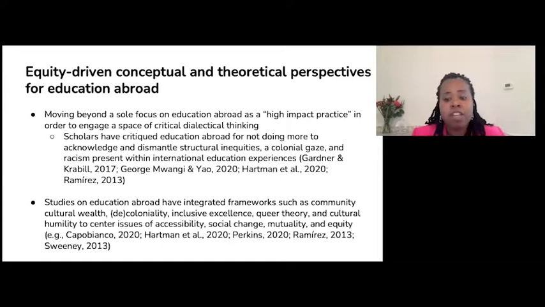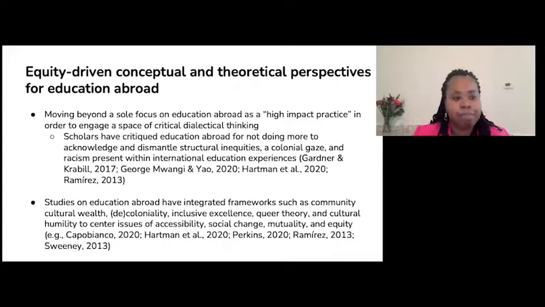Yet these programs have also been critiqued as cultural tourism, as Christina mentioned, that can be damaging to the host country and to students' perspectives of nations around the world. Equity-driven frameworks can help in navigating some of these complexities. For example, centering an anti-deficit framework for student learning and education abroad programming and preparation for students and stakeholders involved. Additional conceptual and theoretical perspectives that have been used by scholars to understand education abroad include community cultural wealth, mutuality, decoloniality, inclusive excellence, and queer theory, which have really served to create space for not only assuming the benefits of education abroad, but towards reimagining the greater possibilities of it.